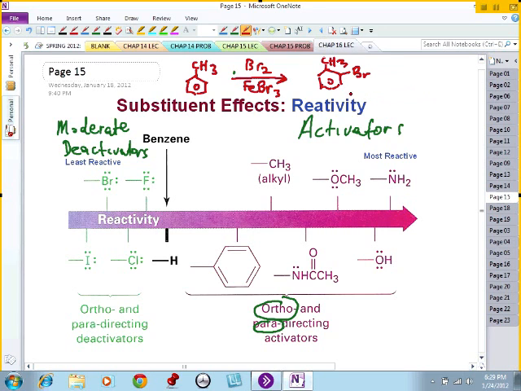Plus you get the ortho product, plus you get the para product. Exactly. I will tell you now, in terms of which of these will be the major product, generally the para product is more of the major product because of steric hindrance. Okay, so you have this.